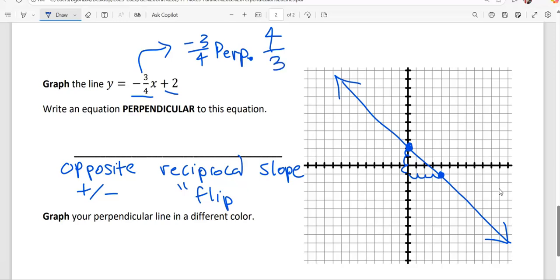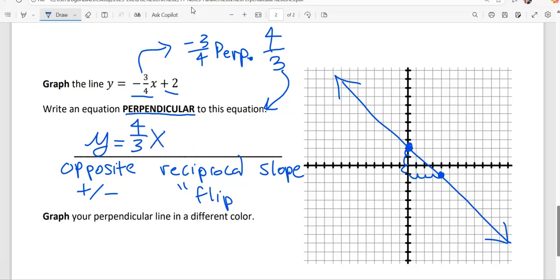Does everyone see? Look at me with your eyes. The negative became positive. That's the opposite. The fraction flipped. That's the reciprocal. Is it always to positive? Like if it's negative, negatives always turn to positive, and positives would turn to negative. Fraction always flips. So we have our new slope, our opposite reciprocal slope. We're going to use that right down here for perpendicular. Okay? So we're going to do y equals, and instead of negative 3 over 4, it's going to be positive 4 over 3.